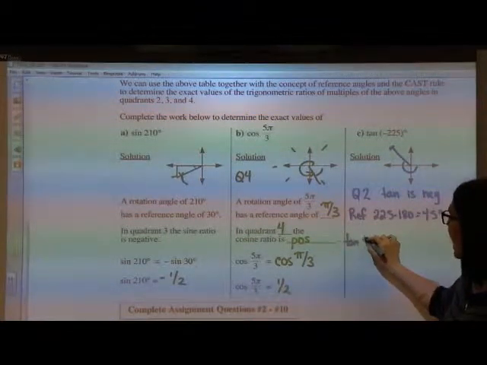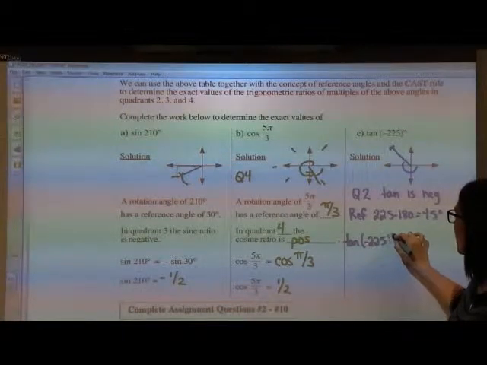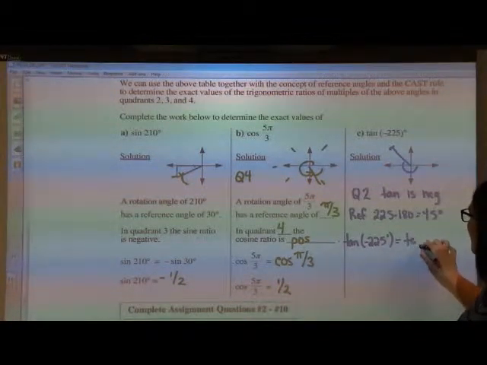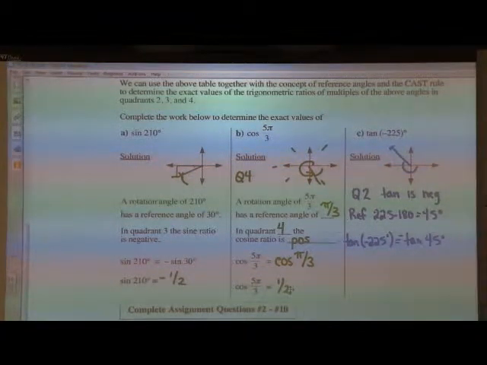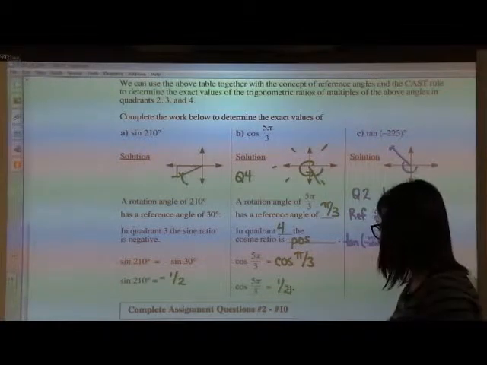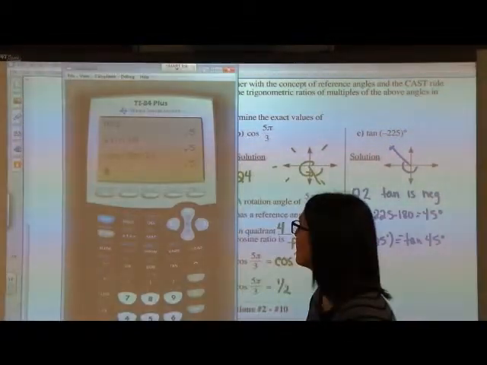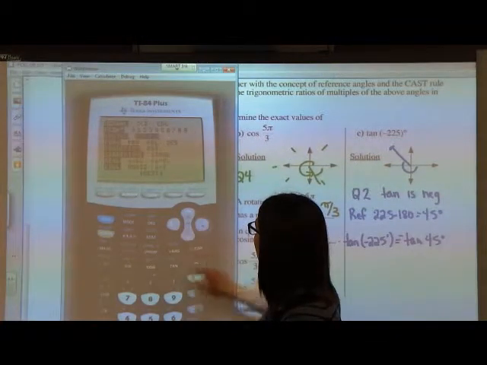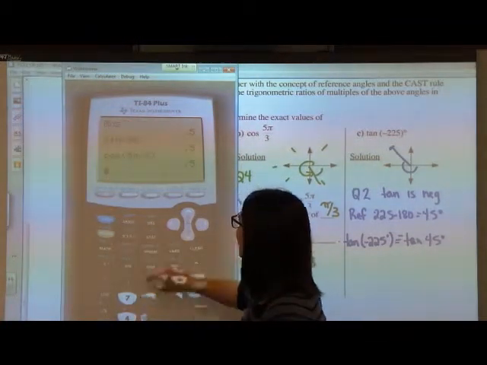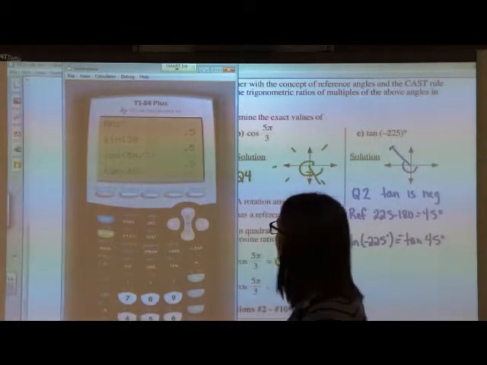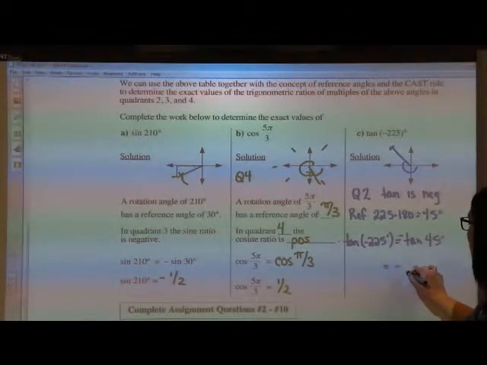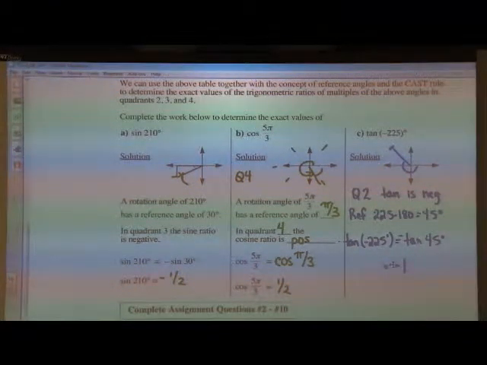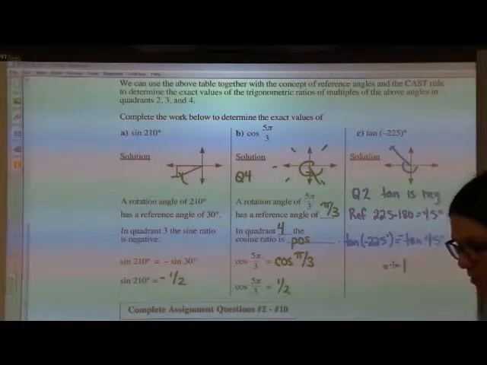So I can say that the tan of a negative 225 degree angle is the same as the negative tan of a 45 degree angle. So then again, I'm going to grab my calculator, I'm going to put it into degree mode. Tan 45 degrees, and I get 1. This is a negative, so it becomes negative 1. So that's how we could use reference angles in order to do these calculations.